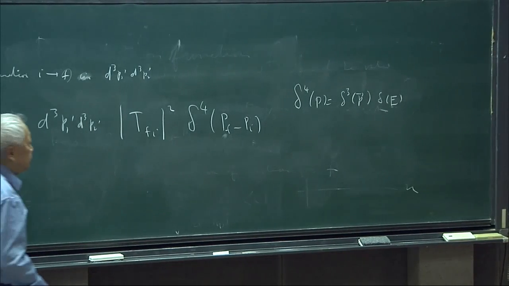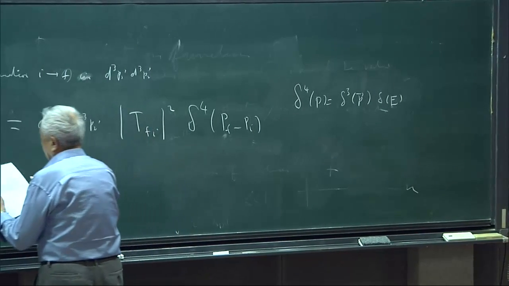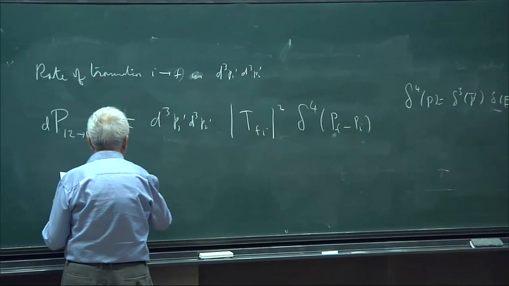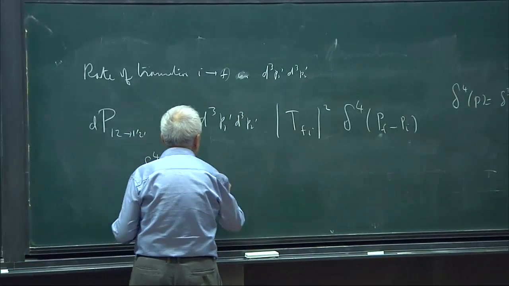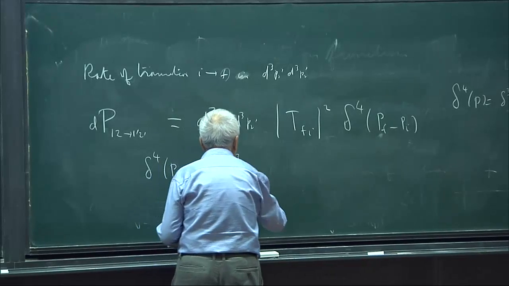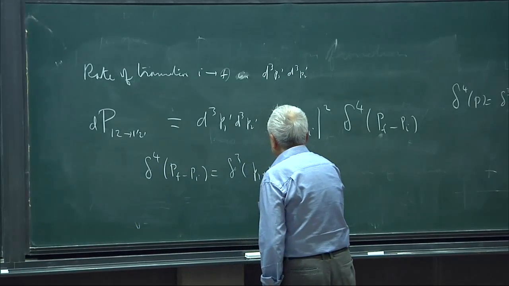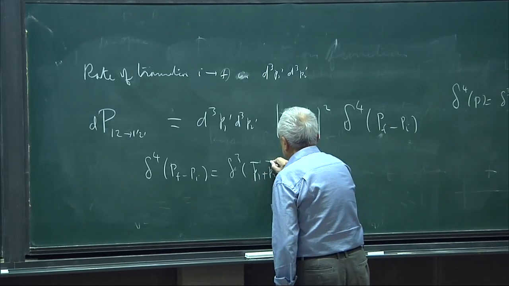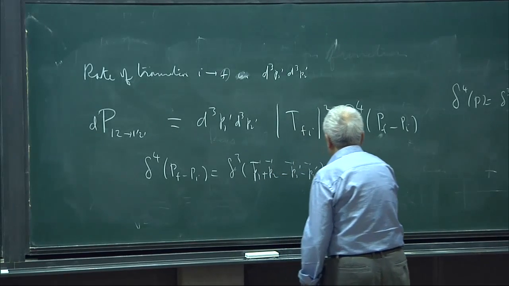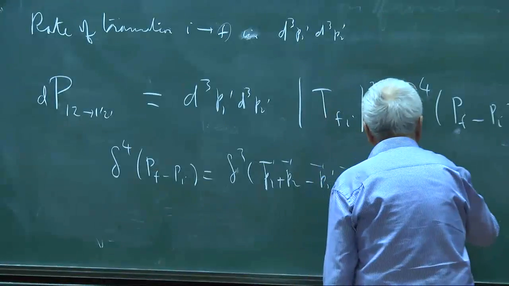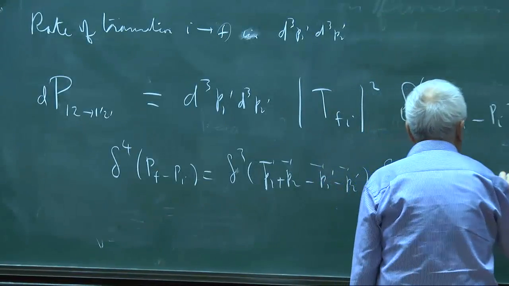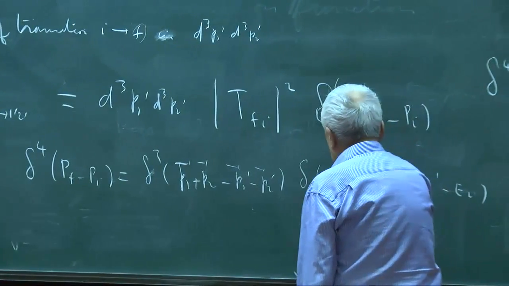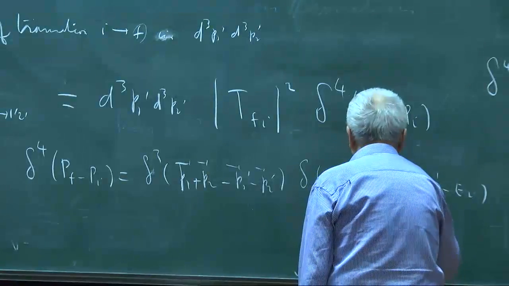So let me be more specific. d4(PF minus PI) is first, this is a 3-dimensional delta function of P1 plus P2 minus P1 prime minus P2 prime. Conservation of momentum. And then delta function of E1 plus E2 minus E1 prime minus E2 prime, in which E is equal to P squared over 2m.